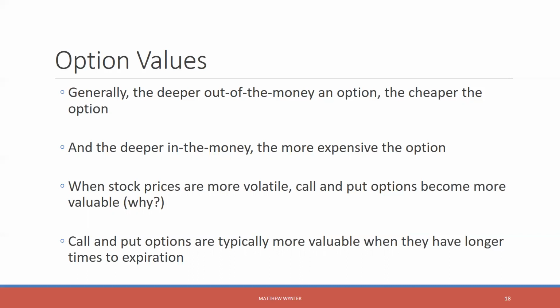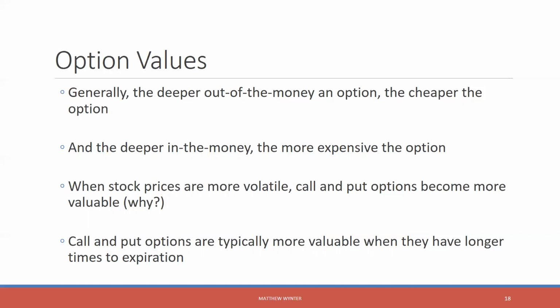The other thing we want to think about is the volatility of the stock. So when stock prices are more volatile, the call and put options will become more valuable. Well, why is that? Well, obviously, if something's more volatile, it's going to move up and down a lot.